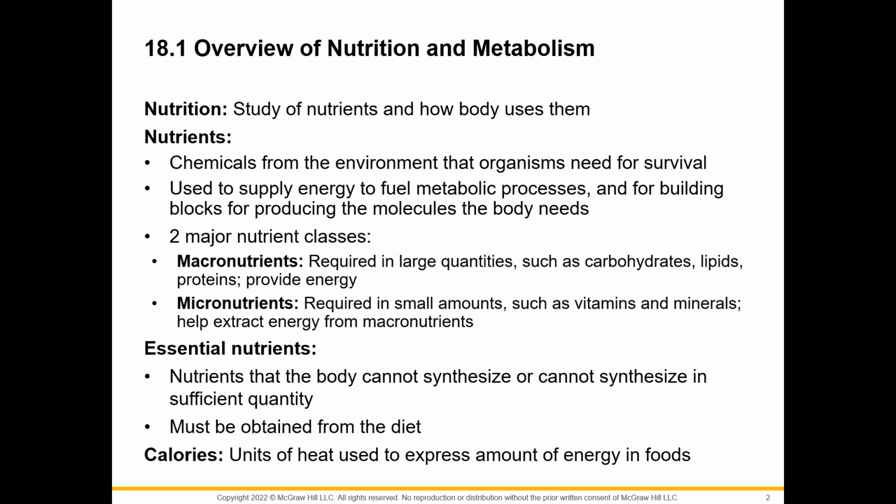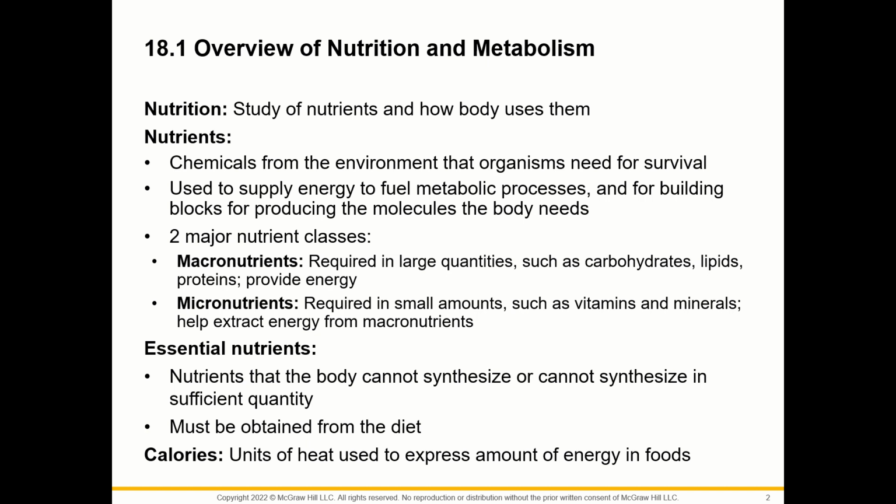Nutrients are chemicals from the environment that organisms need for survival. They are used to supply energy to fuel metabolic processes. They are used for building blocks for producing the molecules the body needs. There are two major classes of nutrients: macronutrients and micronutrients. Macronutrients are required in large quantities, such as carbohydrates, lipids, proteins. They provide energy. Micronutrients are required in small amounts, such as vitamins and minerals. They help extract energy from the macronutrients.